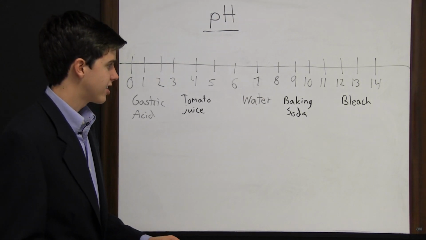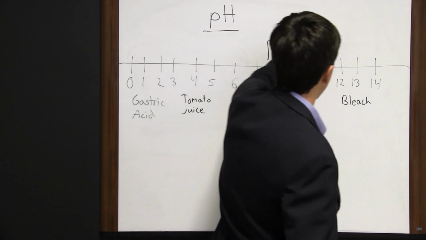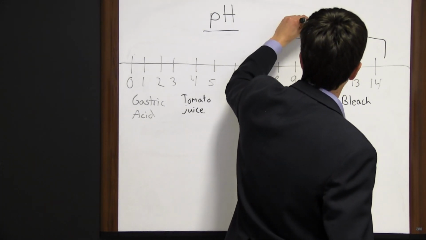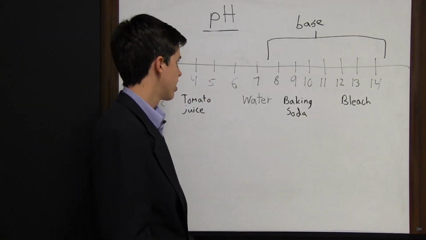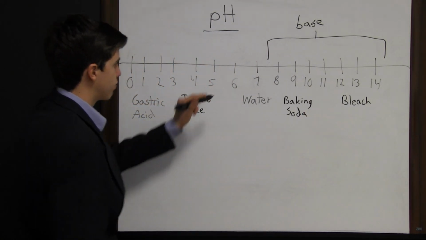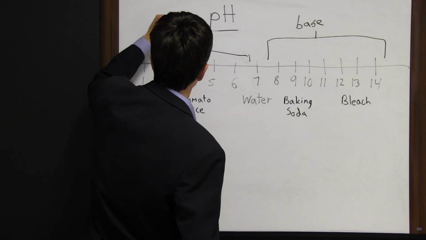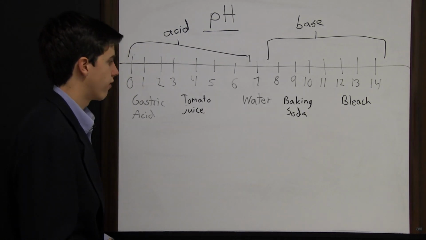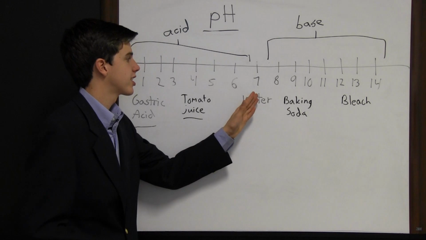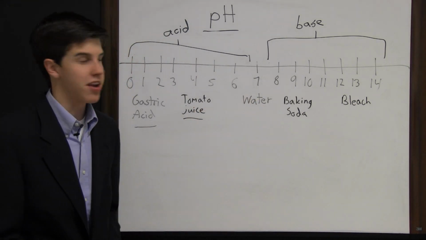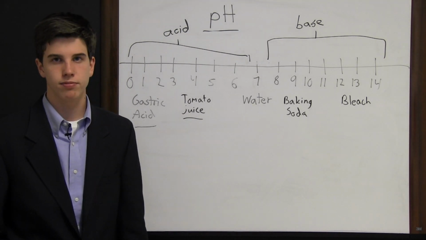and any substance with a pH larger than 7 is considered a base. So everything from 7 over to 14 is considered a base. Common bases that you probably know of are baking soda and bleach. Now, any substance with a pH below 7 is considered an acid. Some of those that you may know of are lemon juice, tomato juice, and gastric acid. So water is kind of the middle bar on the pH scale, and anything to the right is the base, and anything to the left is an acid.